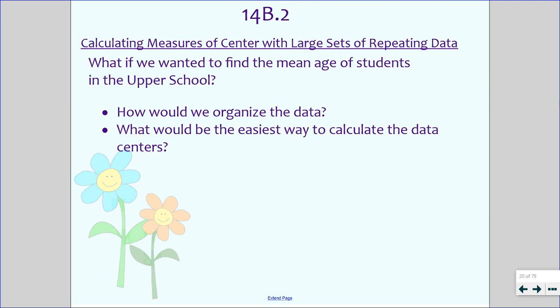So a couple questions here. What if we wanted to find the mean age of students in the upper school? A lot of that data repeats. There's a lot of 15-year-olds, a lot of 16-year-olds, 17-year-olds, 18-year-olds. And how are we going to organize the data? And what would be the easiest way to calculate the data centers? In other words, the mean, median, and mode.